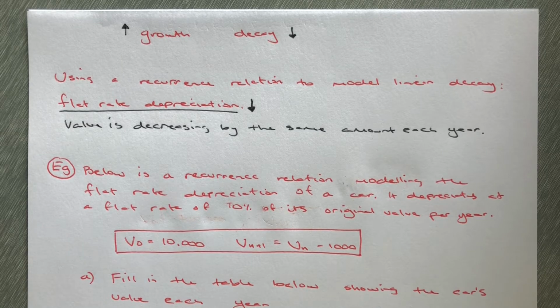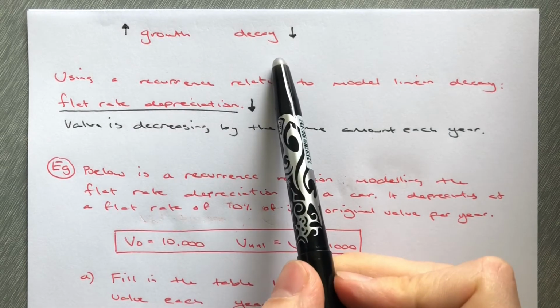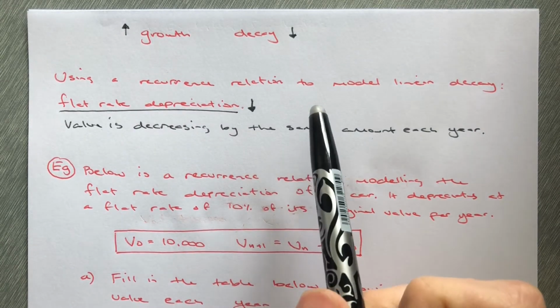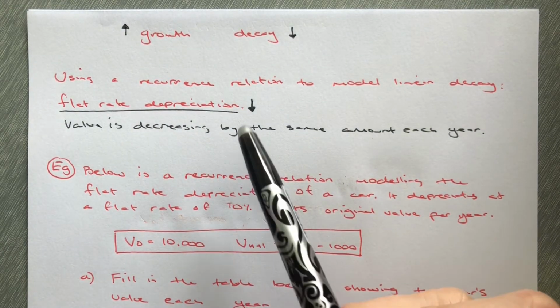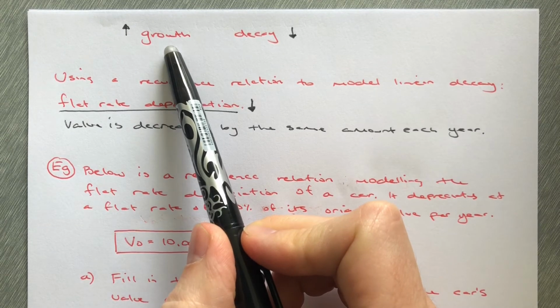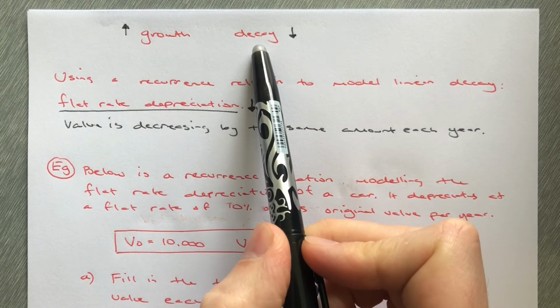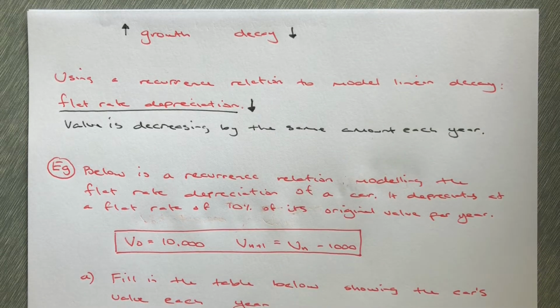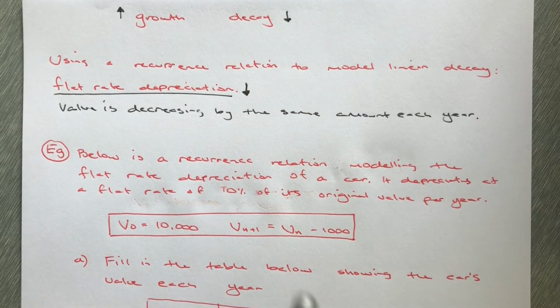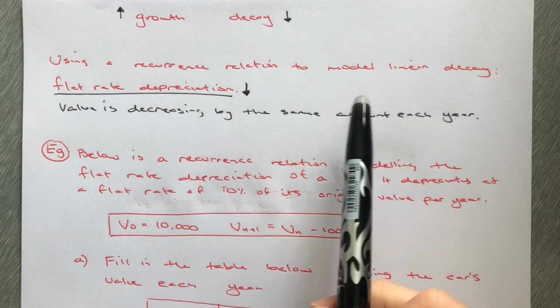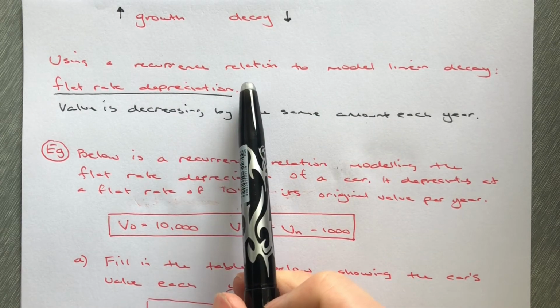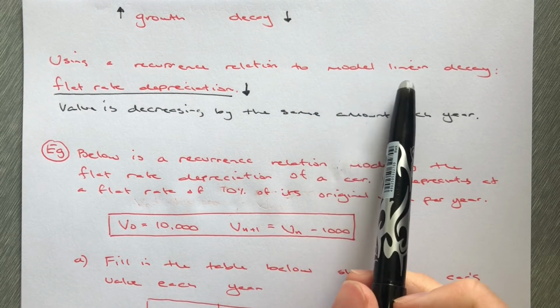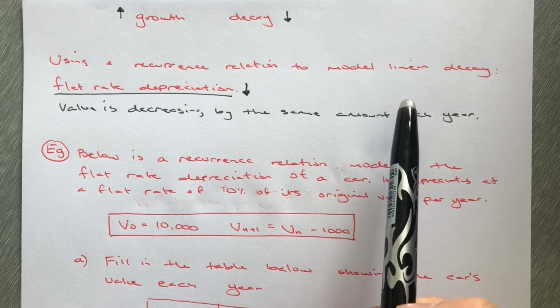All right, so now for the new stuff. Two of the key words that we're going to hear in this chapter or exercise are growth and decay. Now, I think we probably already know what they mean, but in terms of numbers, growth would mean your numbers getting larger. Decay would mean that your numbers getting smaller. This is pretty much what we're going to be doing. So using a recurrence relation, which we looked at just before, to model linear decay. So we're mainly going to be looking at numbers that are going down.